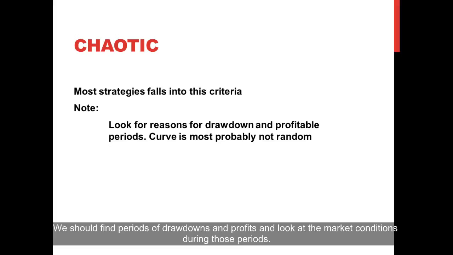We should find periods of drawdowns and profits and look at the market conditions surrounding those periods. If we are live trading, then we go back to our backtest and find similar patterns in the equity curve. Then we look at the market conditions in those periods and compare to what we are going through now.